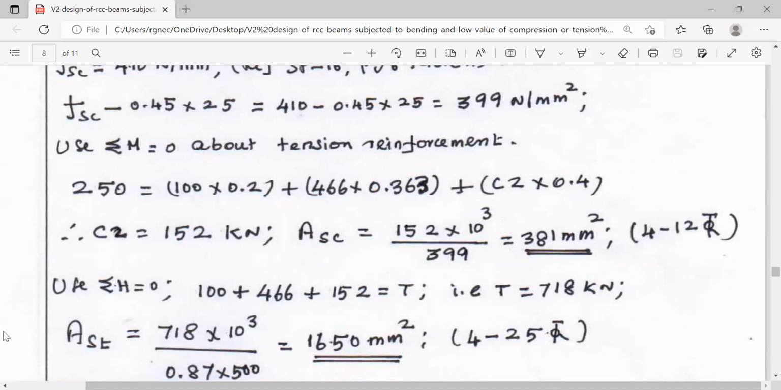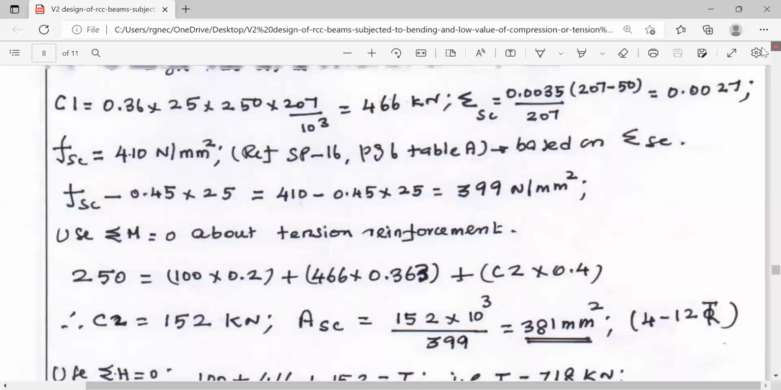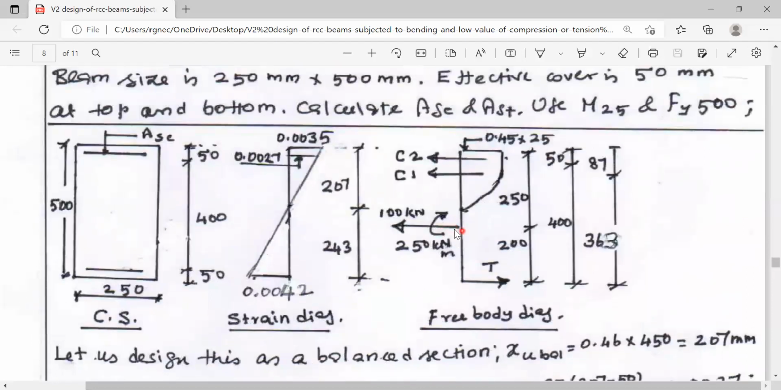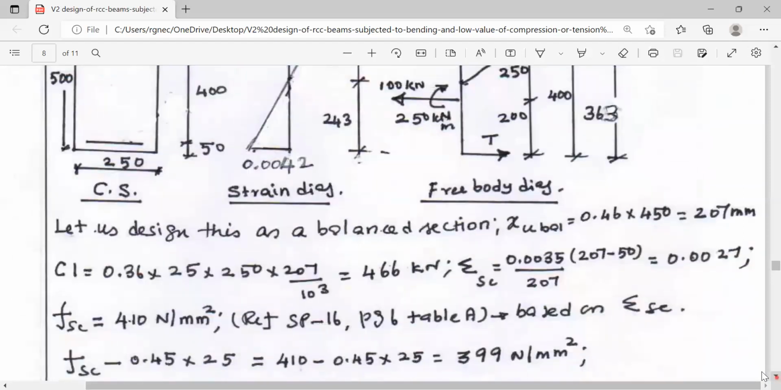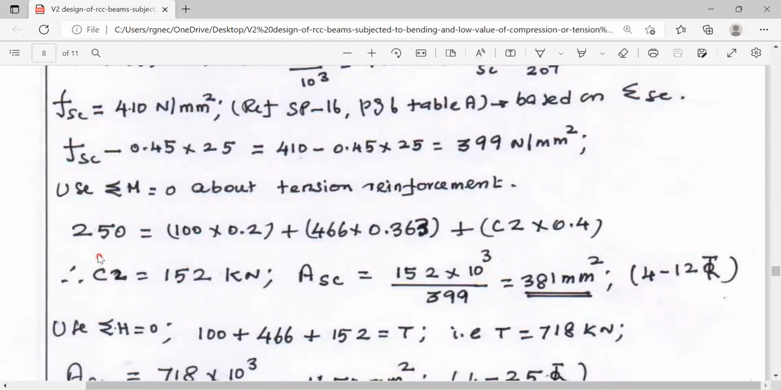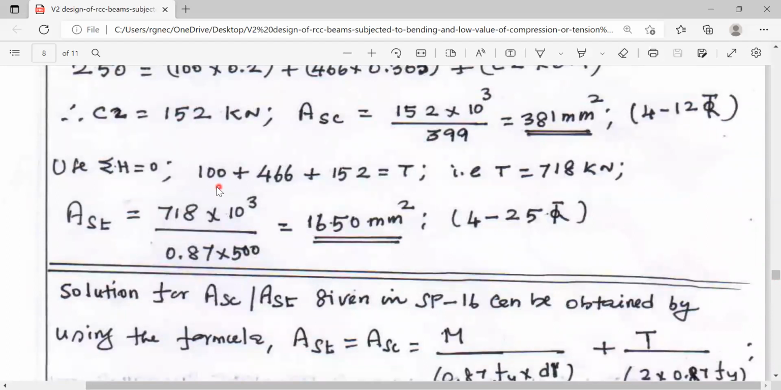Now we will apply the equilibrium equation sigma H is equal to 0. Now you can see this external tension is acting towards left. C1, compression in concrete, is acting towards left. Compression in reinforcement is acting towards left. The internal tension in tension reinforcement is acting towards right. Forces towards left should be equal to forces towards right. So that sigma H is equal to 0. This is 100 kilonewton external tension. This is 466 kilonewton compression due to concrete. This is 152 kilonewton compression in compression reinforcement. All the three forces are acting towards left.